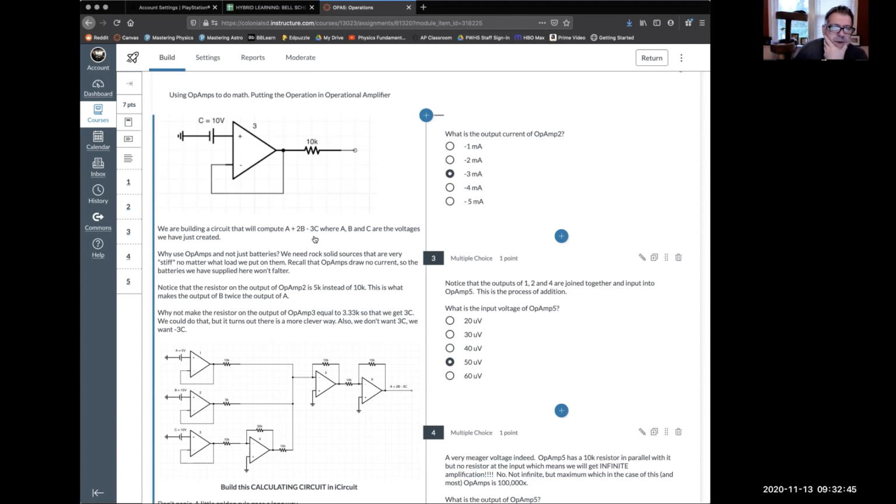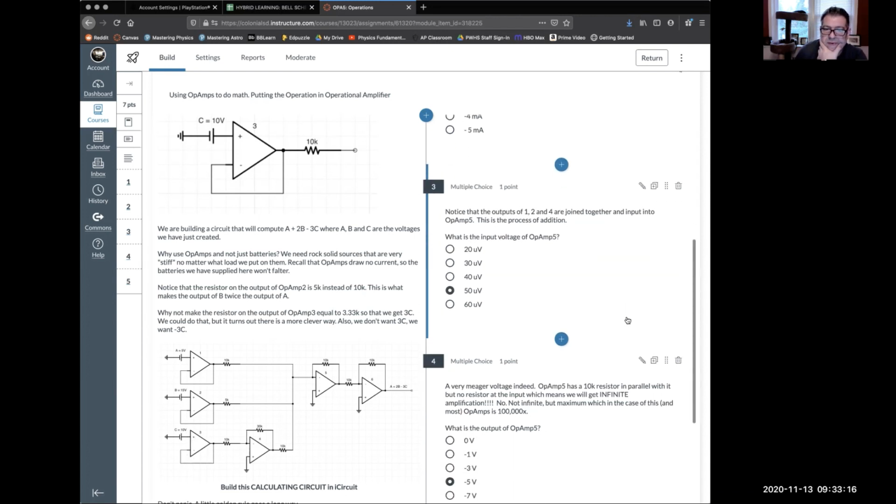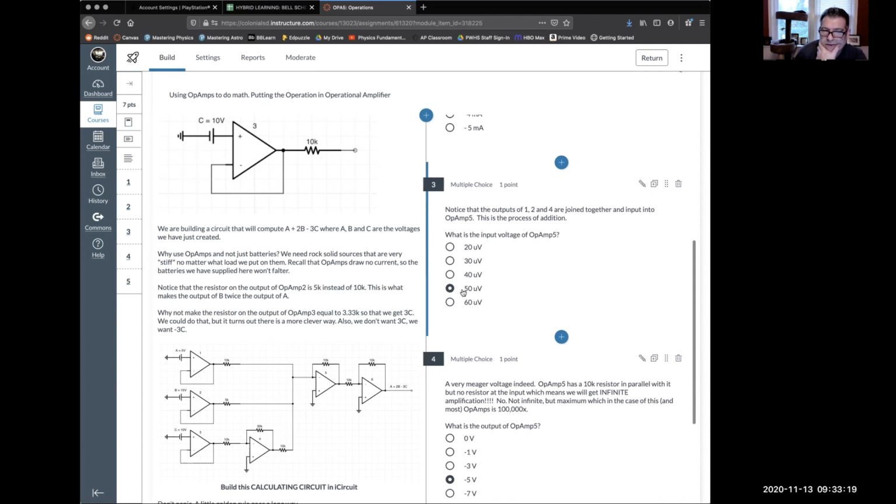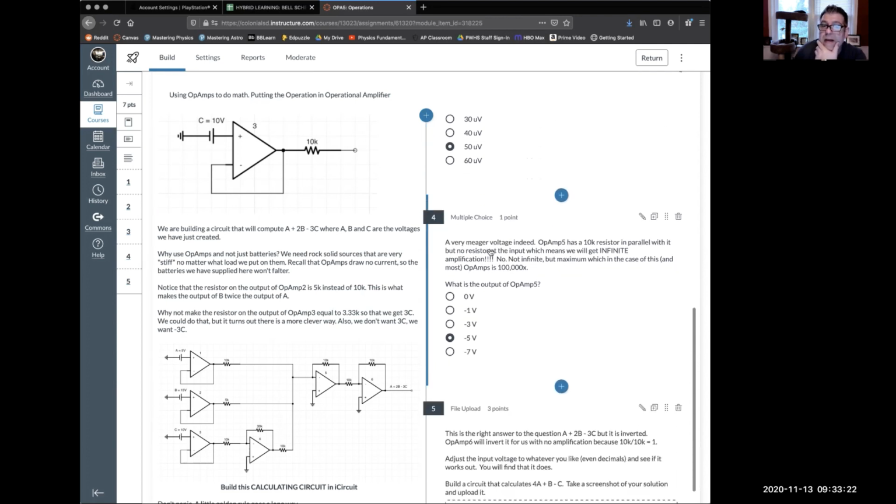What am I expecting on the output? Well, I want A plus 2B minus 3C. So A is 5, plus 2 times B, which is 30, minus 3 times C, so that's minus 30. So I want 5 plus 30 minus 30. My output voltage should be 5, but the scale is wrong. This is 5 microvolts. So a meager voltage indeed, or I'm sorry, 50 microvolts.